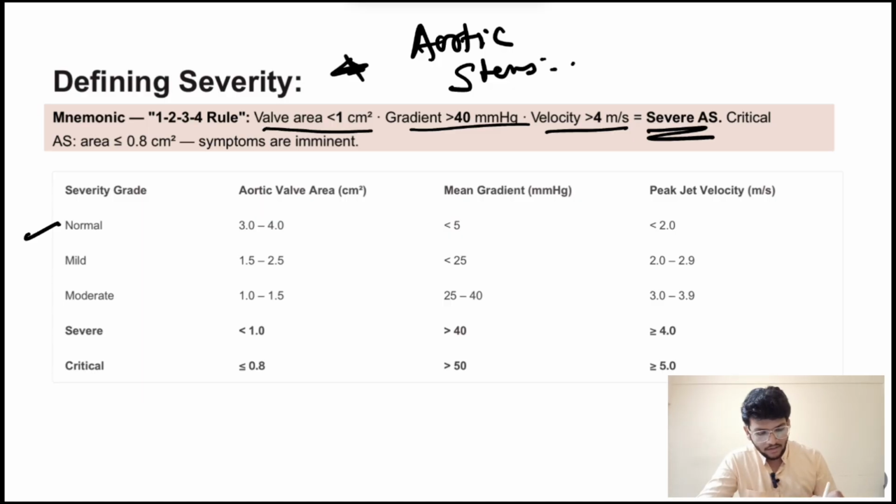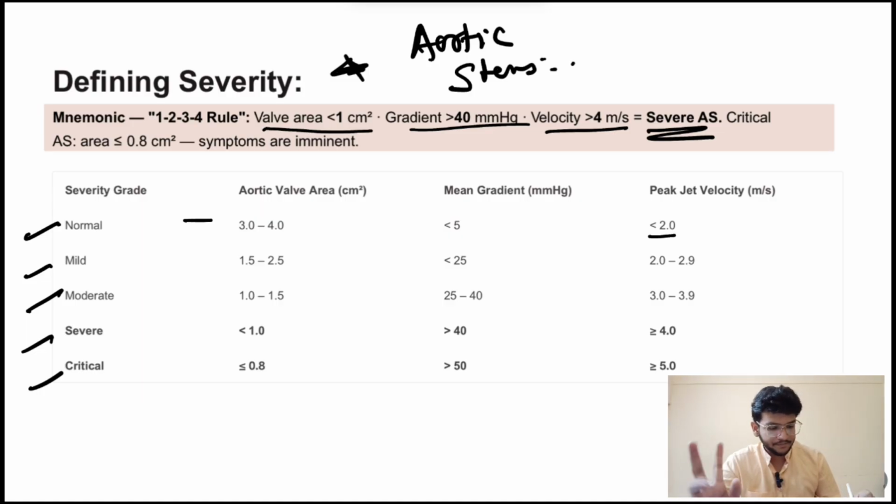For the grading of aortic stenosis, we have normal, mild, moderate, severe, and critical. In normal, the aortic valve area is 3 to 4 centimeters squared, gradient is less than 5 and peak velocity is less than 2. In mild, it is 1.5 to 2.5, with less than 25 gradient, and 2 to 2.9 peak jet velocity. In moderate, the aortic valve area is 1 to 1.5, mean gradient is 25 to 40 and peak jet velocity is 3 to 3.9.